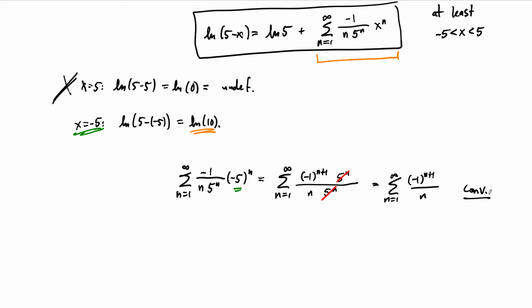Okay, so when x equals negative 5, this series converges, and what we learn then is that our interval of convergence is the half-open interval from negative 5, open, can't be there because of the function itself, to positive 5, closed, converges. Okay, and the reason it converges there is because of the integral.